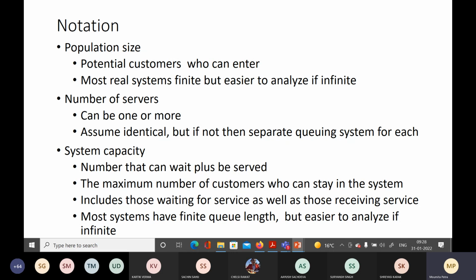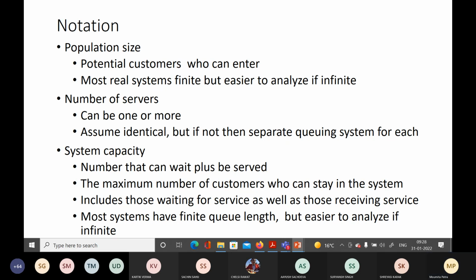So those will be our potential customers who can enter your system. Now, most real systems consider this population size as finite. But when we are doing a mathematical analysis, it becomes easier to assume certain values as infinite. So here too, when we are doing a queuing analysis, most of the time, just for the purpose of analysis, this population size is considered to be infinite.